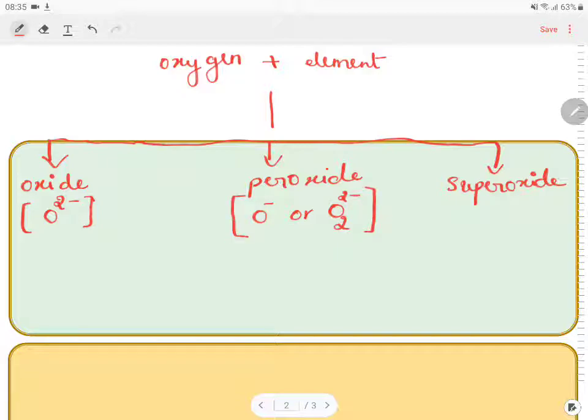If I consider superoxides, oxygen will have minus half charge, or we can consider it as O2 minus. By the identification of these ions, O2 2 minus, O2 minus and O minus, one can justify whether it is an oxide, a peroxide or a superoxide. Let me take an example.